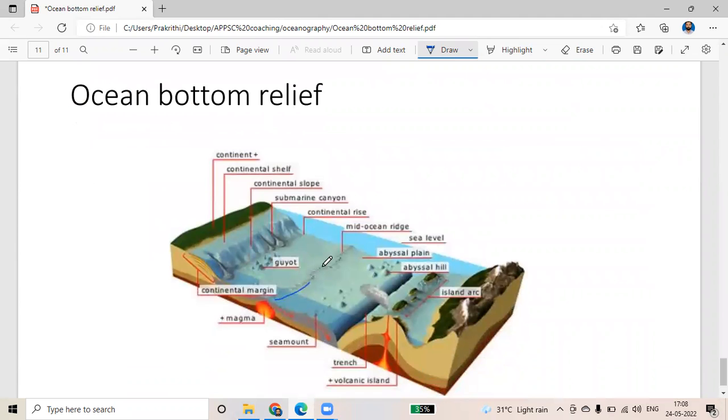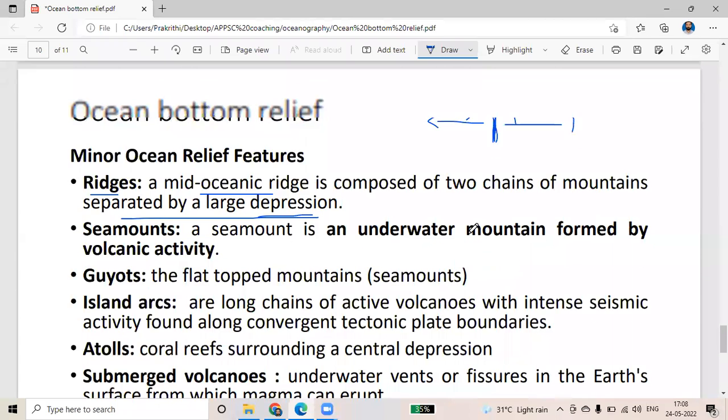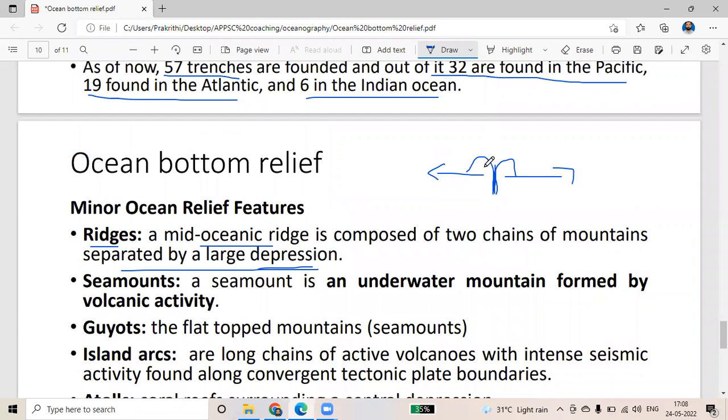Now look, this is the mid oceanic ridge. Almost exactly in the center of the ocean you can see the ridge system. Ridges are chains of mountains. Such a long extensive chain of mountains is called ridges. It is in the center of the Atlantic Ocean and the Pacific Ocean, this ridge system, where the divergent movements of the plates occur. So it has the characteristic: mountains on 2 sides, depression in the middle. That is called the ridges.